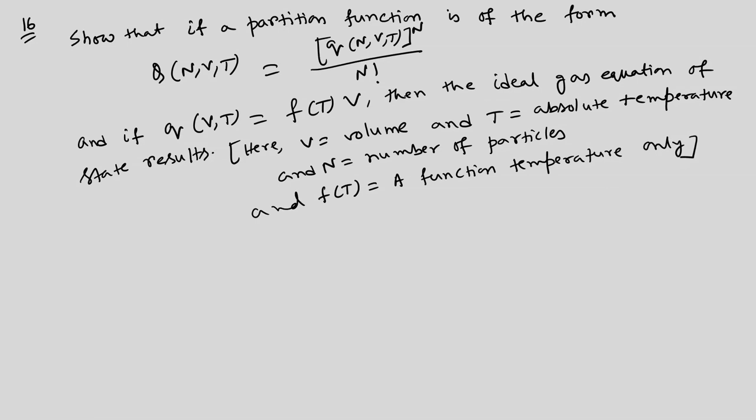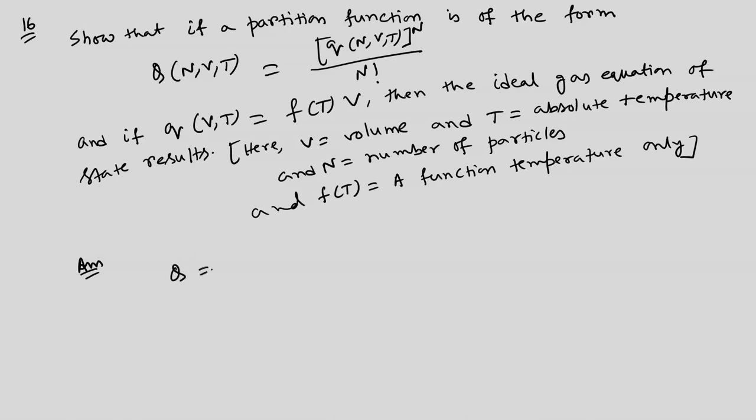So, we need to obtain the ideal gas equation of state, and Q is given here. So, we need to calculate the pressure, or average pressure. Q is q to the N by factorial N, and q is given as f(T) times volume, to the N by factorial N. In order to calculate pressure, we first need the logarithm of the partition function. Once we get ln Q, we differentiate ln Q with respect to volume at constant number of particles and temperature, and we get the average pressure.